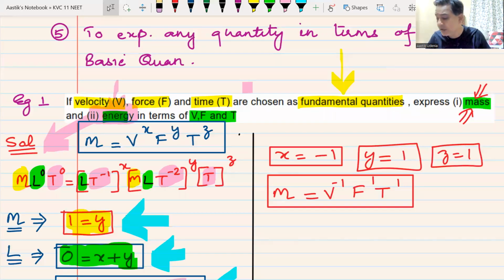Anyways, this is what we were discussing in the last class. We were discussing how we can use dimensional analysis to express any quantity in terms of given physical quantities. Do we remember this? Can I have raised hands from everyone that we remember this? Okay. Now, this is the fifth use. We have seen the example of this.